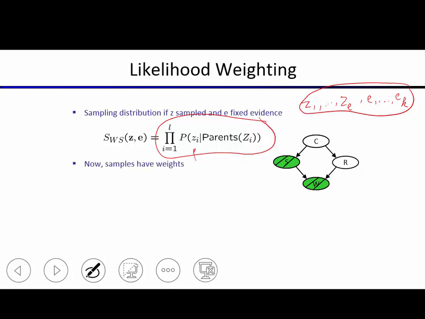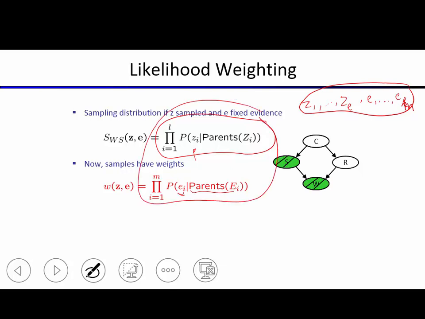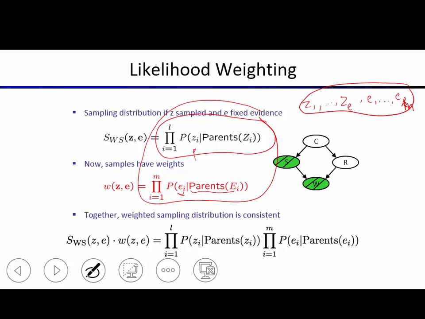Now, to compensate for that, the samples have weights. The weight is computed based on all the conditional distributions we ignored. So that's the probability of each of the evidence variables, I guess it's M, each of the evidence variables given their parents. Multiplying both of these together would give us essentially something that corresponds to the full joint distribution. And you can prove that if you indeed use weighted samples, because when you multiply together the way you compute weights and what you sample from, it corresponds to the full joint distribution, you are using a consistent procedure to get estimates of your probabilities.